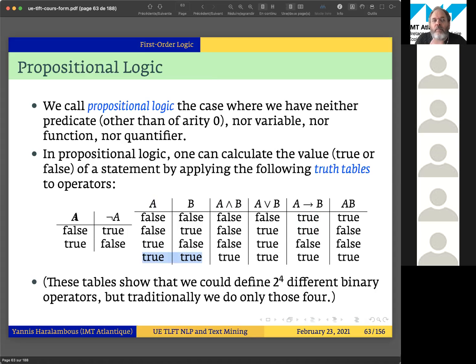Otherwise, it is false. And from this table, you see that I have introduced these symbols, and here it's missing the double implication symbol. Sorry for that. I could define more symbols with all combinations of true and false values, but it won't be very interesting. So only these are really useful, and only this one is necessary.